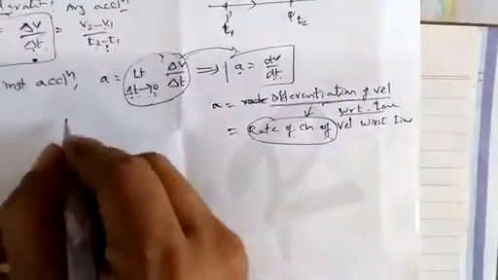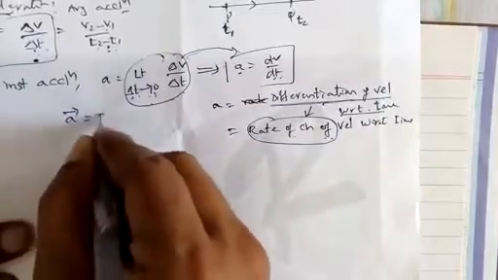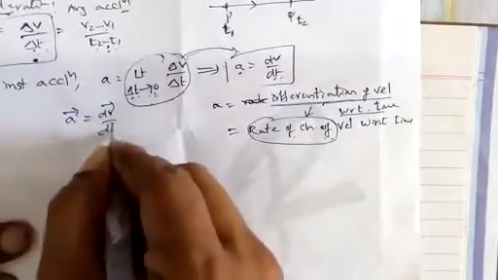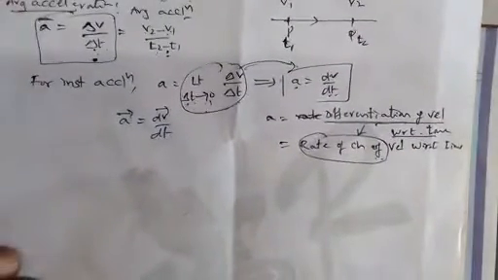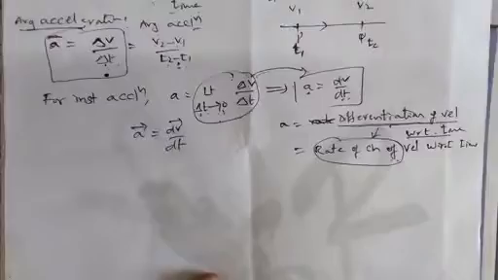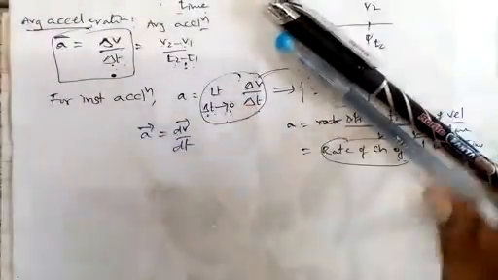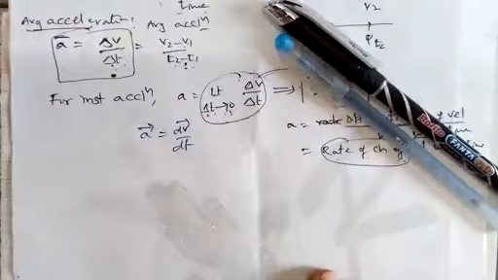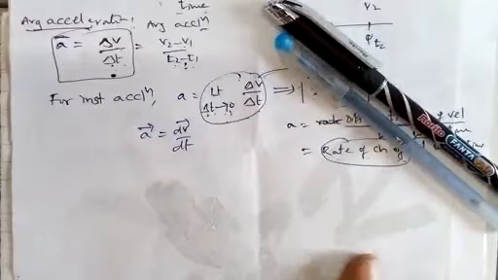Acceleration is a vector quantity. That's why we write vector a is equal to vector dv by dt. This we will come to know in the next chapter. So we have average acceleration and also instantaneous acceleration. Acceleration can be uniform acceleration and also non-uniform acceleration.